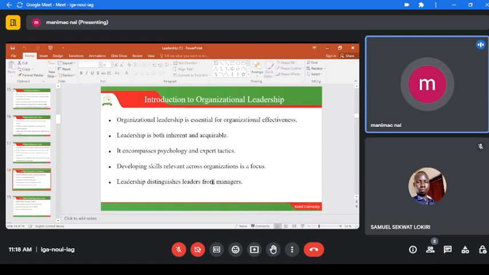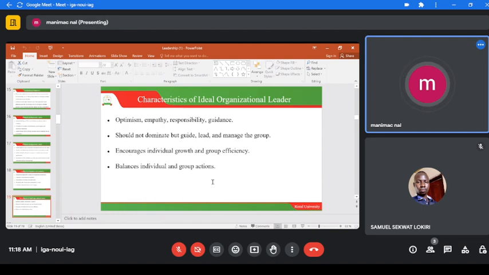Okay, and you'll also use several other tactics to understand individuals in any working organization. Further still, in terms of developing the skills, leadership also encompasses in an organization that you must develop the skills that are relevant across organizations, and you must also look at a focus. More to that, leadership also distinguishes leaders from managers. You have to distinguish that leaders are not the same as managers.